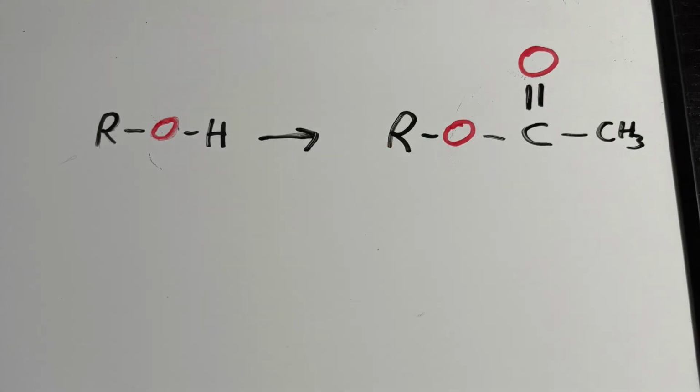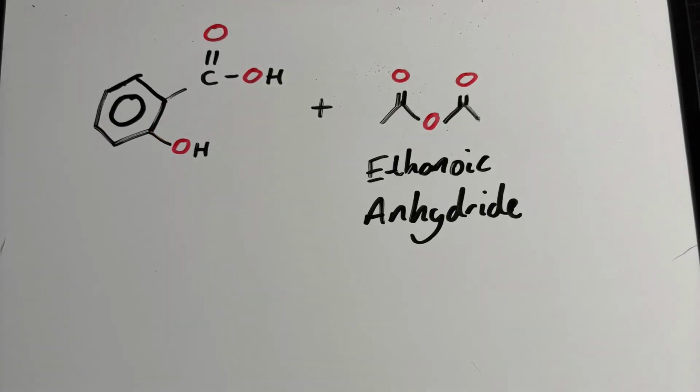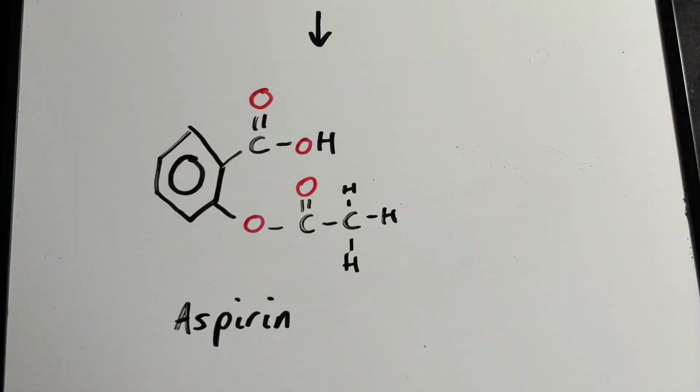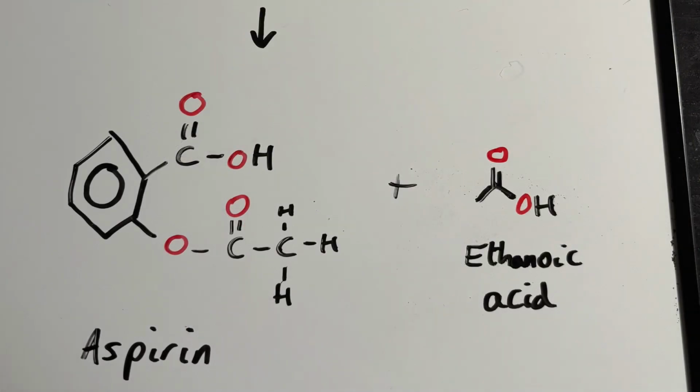So the question becomes, how do you convert an OH group into an ester group? For an aromatic compound, at least, the answer is you use acid anhydride. So this is ethanoic anhydride, and its reaction does give us aspirin, and it also gives us ethanoic acid.